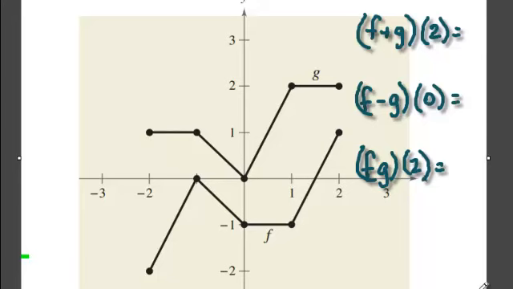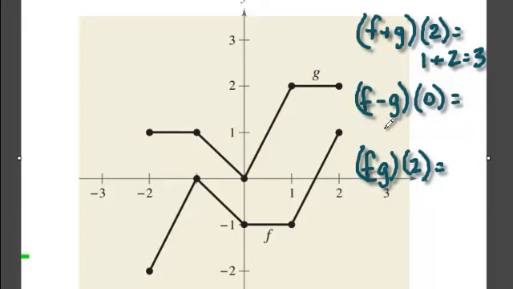Sometimes they won't give you a function. Sometimes they'll give you a graph. And what you'll have to do in this case is this tells you you want f plus g. So this line right here is f, the bottom line, the top line is g, and x is 2. So I go to where x is 2. I find out what f is there. It's 1. So I write 1 plus, find out what g is there at 2. It's 2. This thing equals 3.